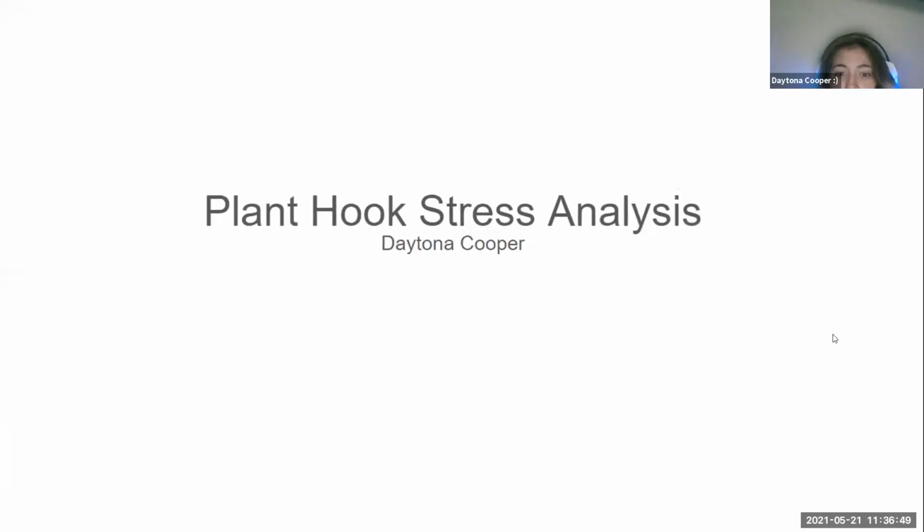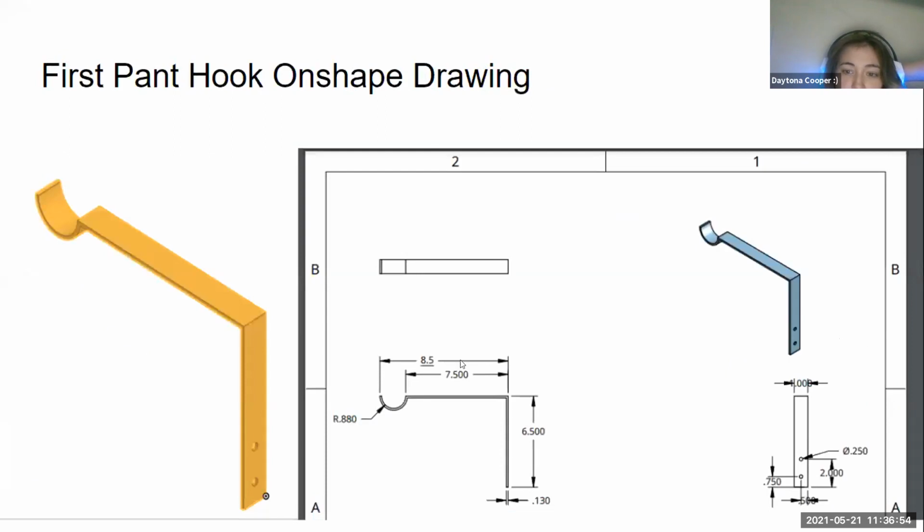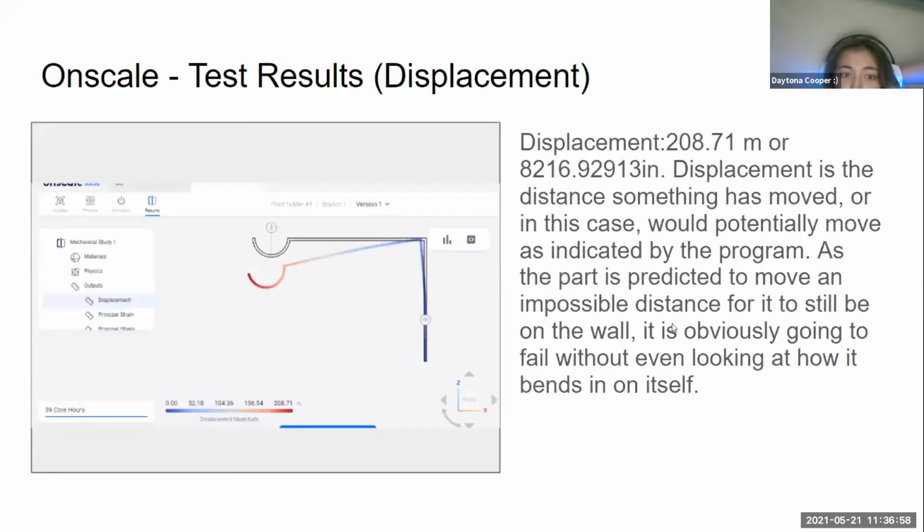So this was my test beam right here, and this was my first drawing, and this was the results of that, the displacement. So it was around 208.7 meters, or 8,217 inches. And we know that displacement is the distance that something has moved, or in this case would potentially move, is indicated by the program. And this part is predicted to move an impossible distance for it to still be on the wall.